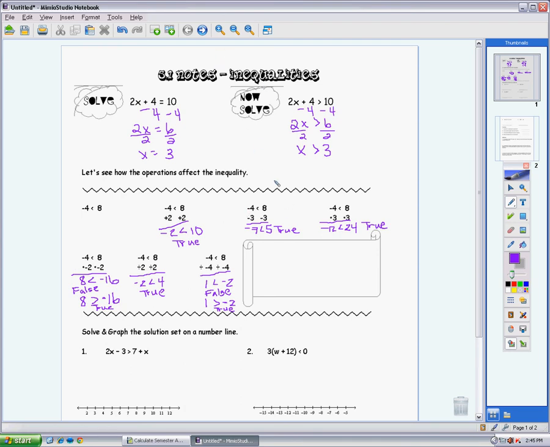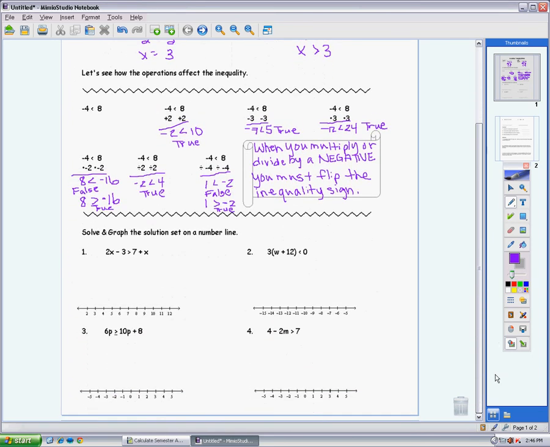So, in our notes here, when you multiply or divide by a negative, I'm going to put negative in big letters, you must flip the inequality sign. Okay, so whenever you multiply or divide by a negative number, you must flip the inequality sign. That's the only way that it's going to be a true statement.